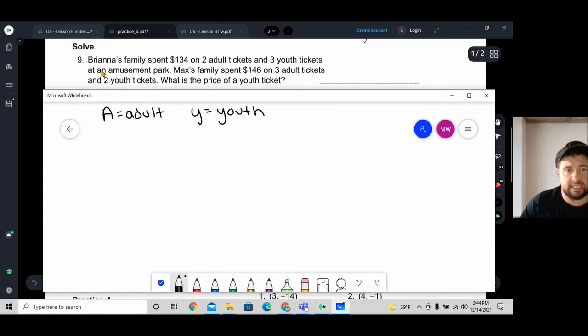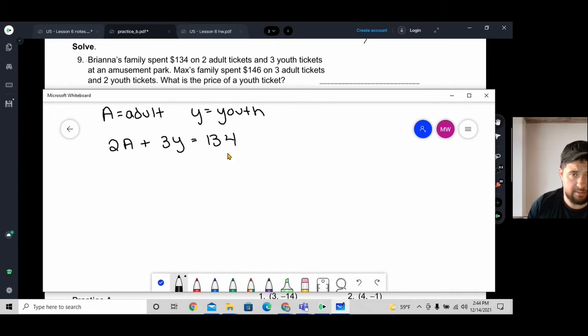The first equation we write is going to be about Brianna's family. So we know that 2 adult tickets, or 2A, plus 3 youth tickets, or 3Y, has to equal $134. Now we can write Max's family. Max's family, we know that 3A, or 3 adult tickets, plus 2Y, 2 youth tickets, is $146.